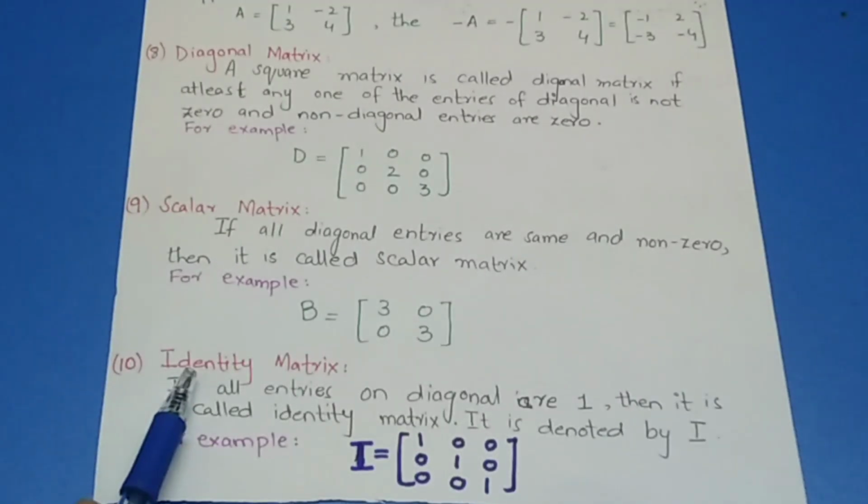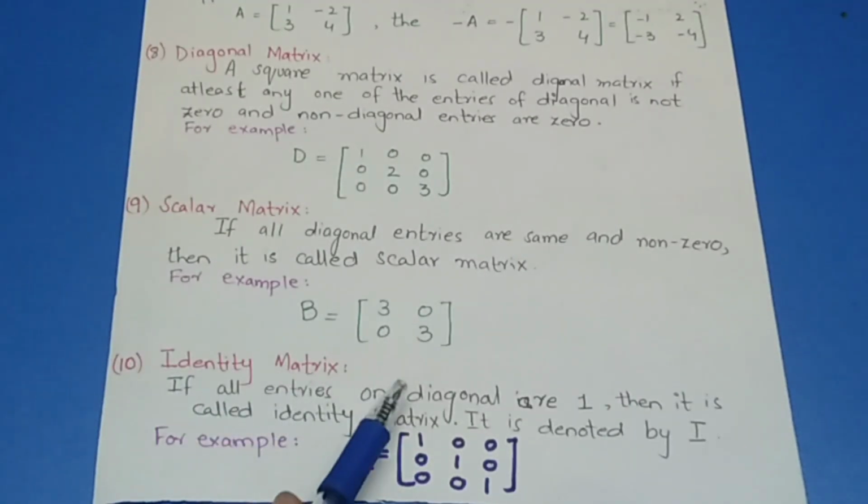The 10th type is identity matrix. If all entries on diagonal are 1, then it is called identity matrix. It is denoted by capital I. We take an example. Here we see that all diagonal entries are 1. So we call it as a identity matrix.